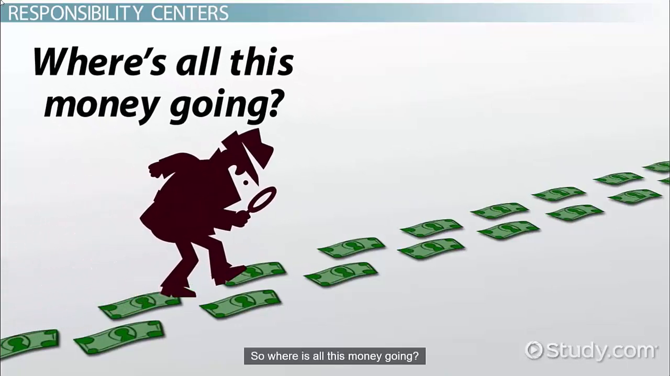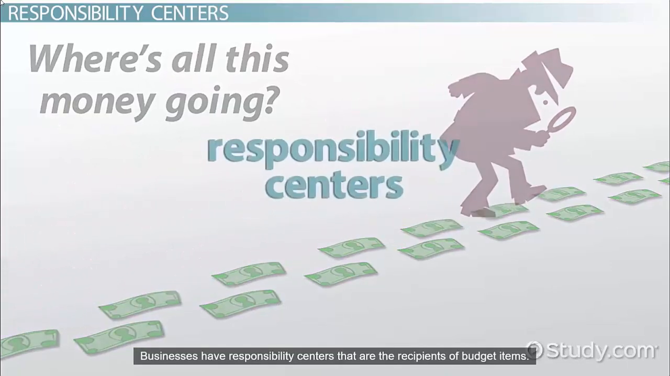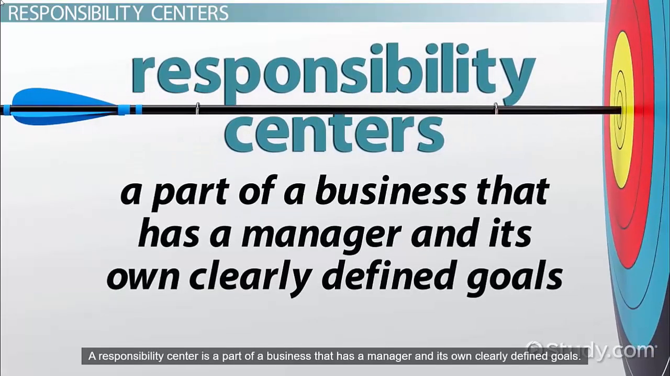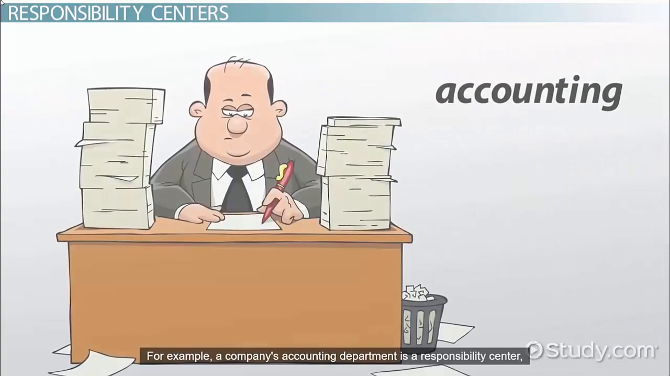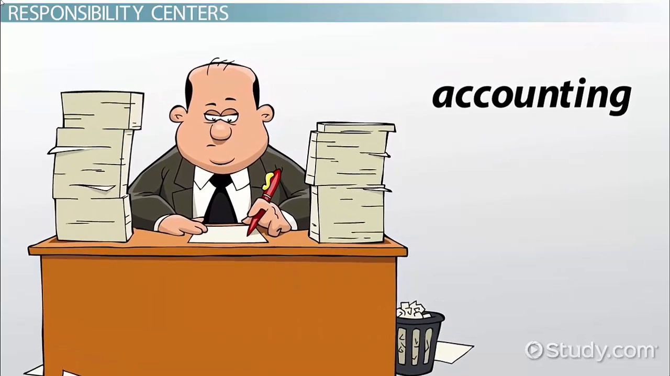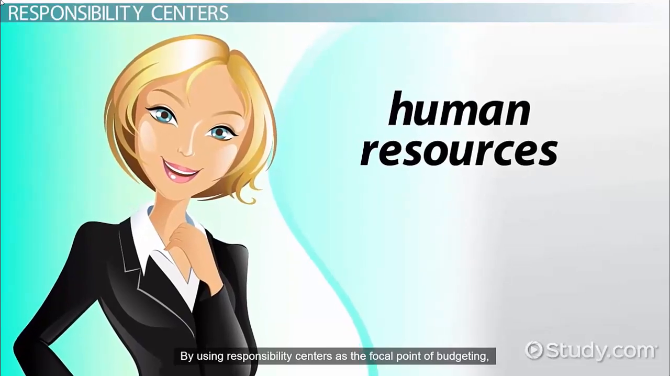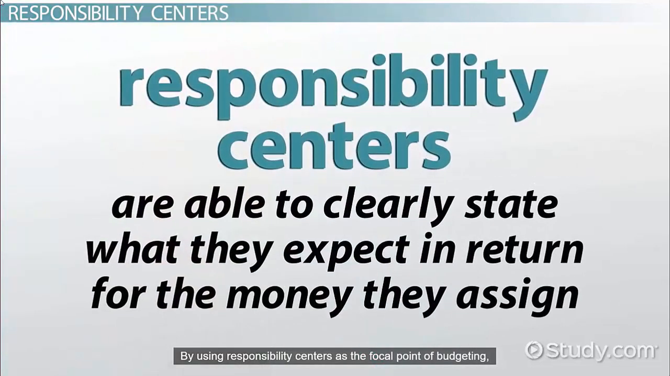So where is all this money going? Businesses have responsibility centers that are the recipients of budget items. A responsibility center is a part of a business that has a manager and its own clearly defined goals. For example, a company's accounting department is a responsibility center, as is its human resources department. By using responsibility centers as the focal point of budgeting, companies are able to clearly state what they expect in return for the money they assign.